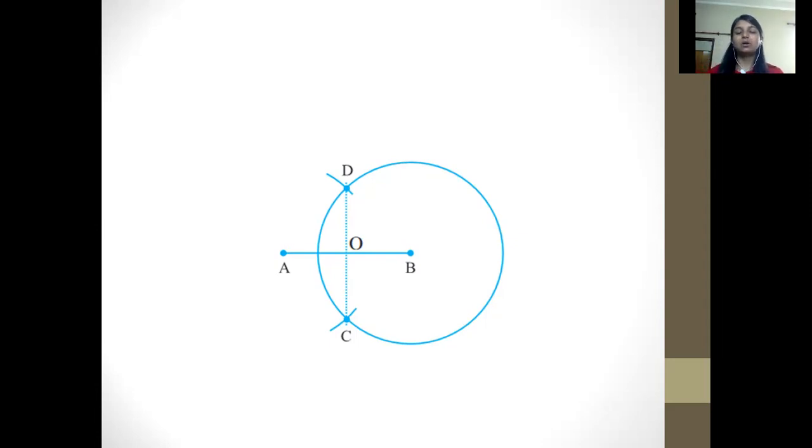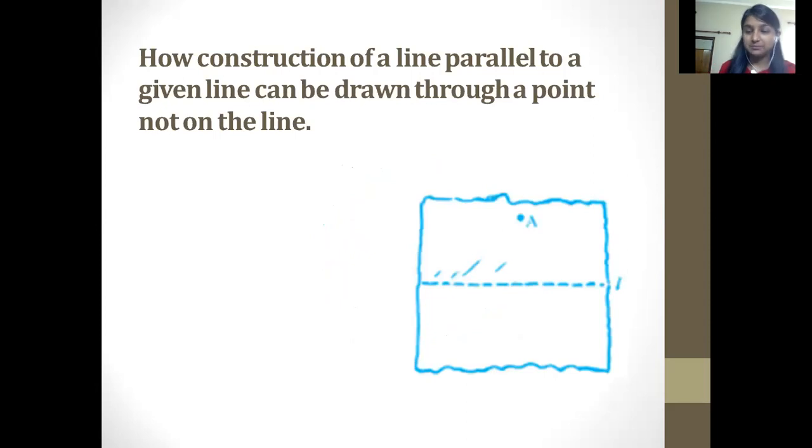Okay, no issues. So this is the perpendicular bisector. With the help of a compass and ruler, we construct a perpendicular bisector. So in today's class also, there is something related to it which we are going to do. Something related to construction. So students, here you can see a paper in front of you.